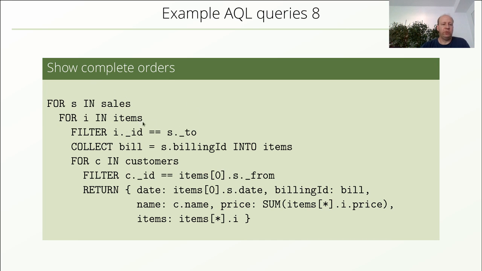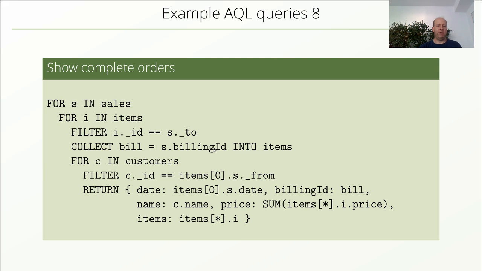Now what we have to do is go through the sales, go through the items, join the item to the edge in the sale, but now do an aggregation based on the billing ID. Remember that all the edges with the same billing ID together make up the complete sale, because obviously in one sale a customer usually orders multiple items at the same time. So the top part here, from here to here, essentially gives you the sales.